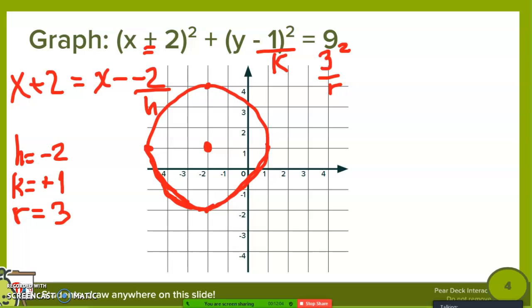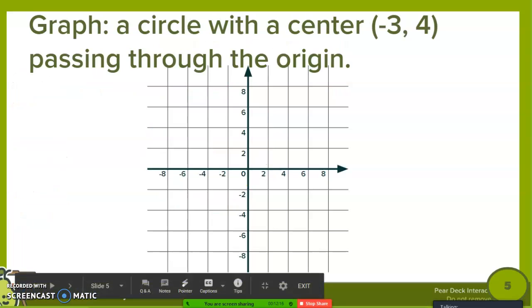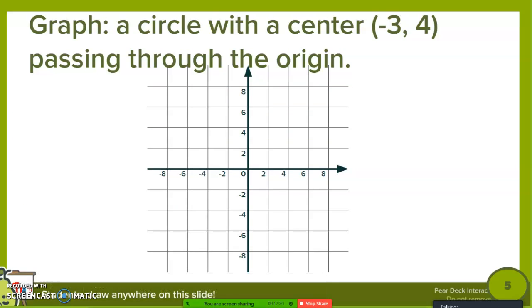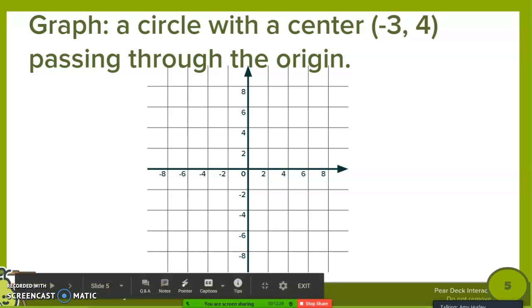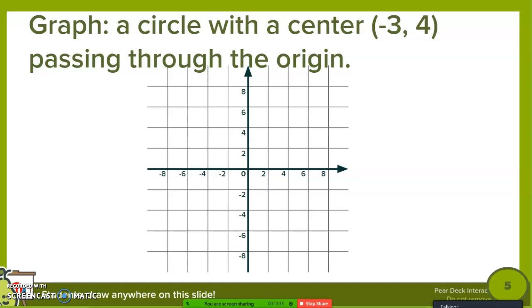So your circle should have been in the second quadrant, top left-hand corner, with a center of negative 2, 1. Next problem, graph a circle with a center at negative 3, 4 passing through the origin. The circle is passing through the origin. Give it a try, come back and see how you did.